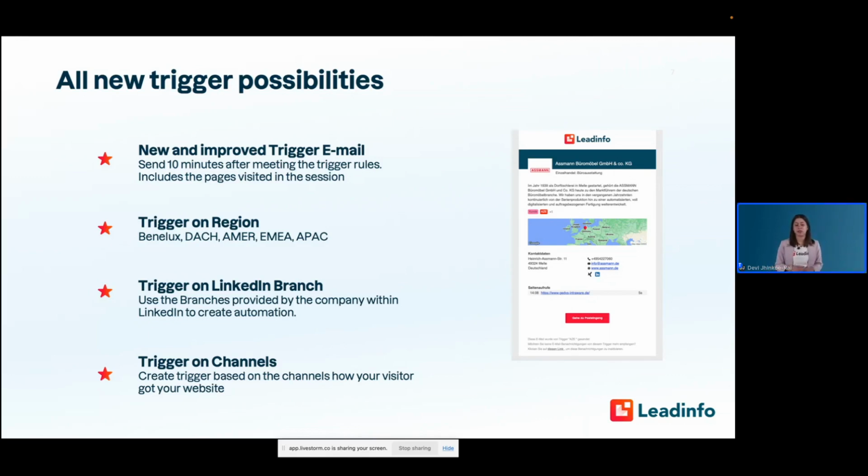Next, we have the trigger on region. I just showed you that based on the reports, you can trigger on specific different regions. Could be either the DACH region, APAC, EMEA, a lot of different ones. So if you have your sales team divided based on specific regions, you can now trigger on these as well. Third up, we have the LinkedIn branch.